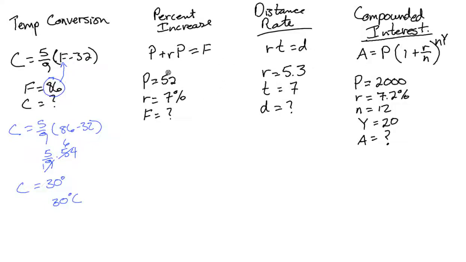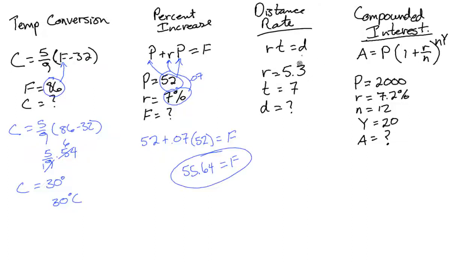Excellent. So here, 52 is the P, and when it goes in, make sure you know that that is a 0.07, 7%. You must move the decimal 2 places, and the 52 goes for the P there. So we get 52 plus 0.07 times 52. And what does that equal? F equals, punch that into a calculator, 55.64. That's exactly right.